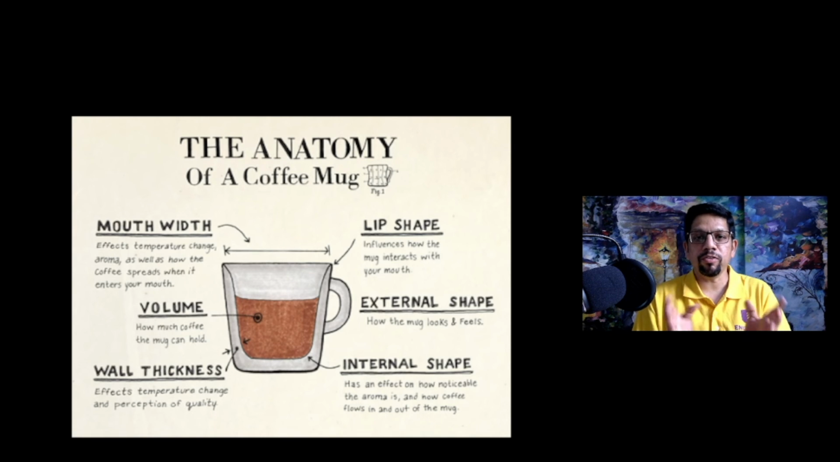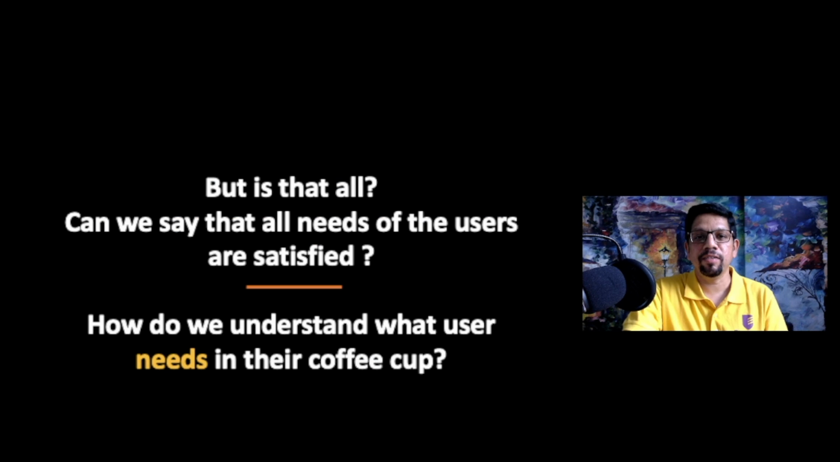So on the outer side, the cup looks fairly simple. What's the big deal about it? But when you get into designing a product, there are so many minute details that one has to get into and understand from a user perspective as to what exactly they want. And that is how the product gets designed.